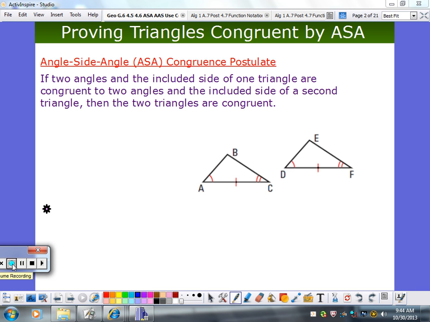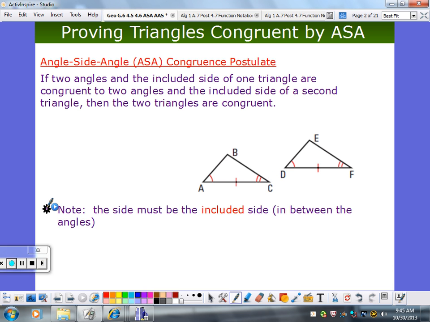AAS, side angle side, we looked at hypotenuse leg. If you remember our little triangle lab, we also learned about ASA, the angle side angle postulate. So if we have two angles, here's my angles, right? And the included side. So again, what does it mean to be the included side? In between them. So angle, side, angle. You have to be able to say it in the order that you're working it in your triangle. Angle, side, angle is this postulate. It must be the included side or you're not doing angle, side, angle.